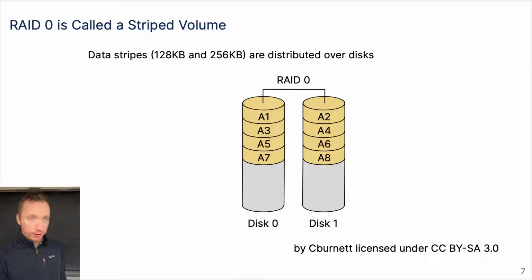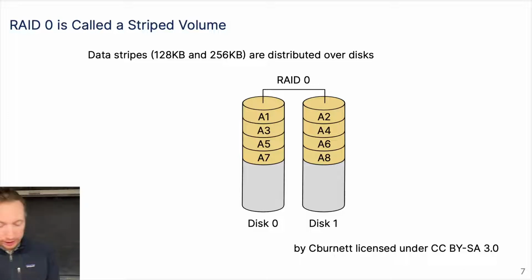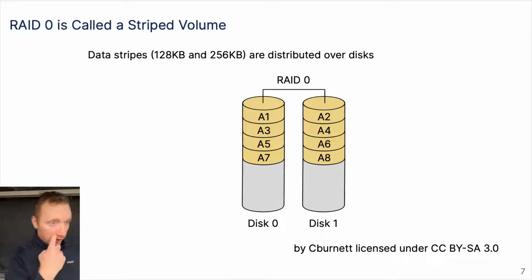And then those chunks are distributed over the disk. So in this example, say file A was made up of 8 chunks. Well, the odd number chunks would go on the first disk, which would be disk 0, and the even number chunks would go on the second disk, which would be disk 1. So now, whenever I need to read a file, I can read half from disk 0 and half from disk 1, and it's going to be twice as fast.